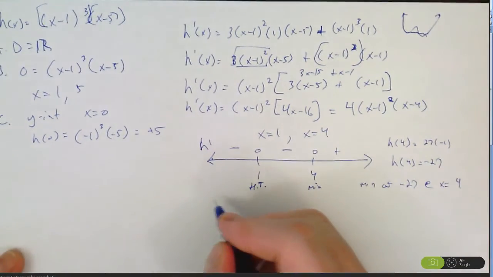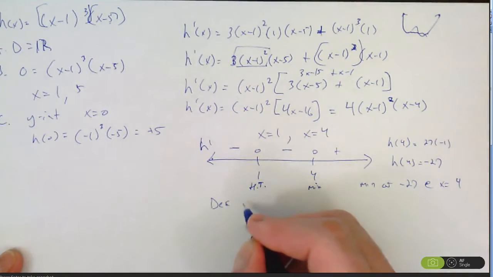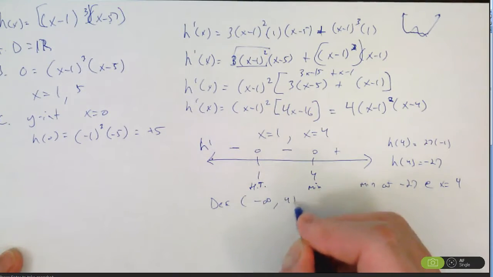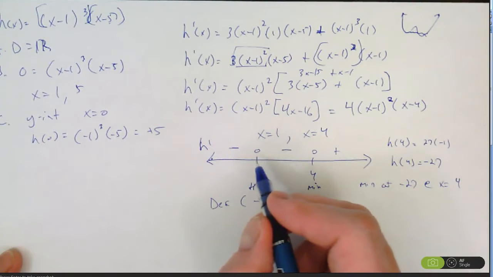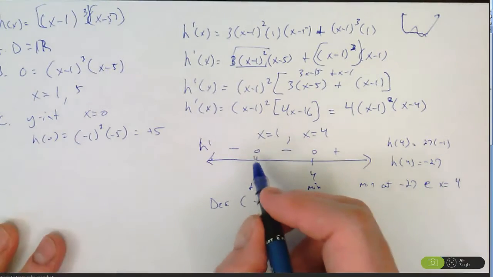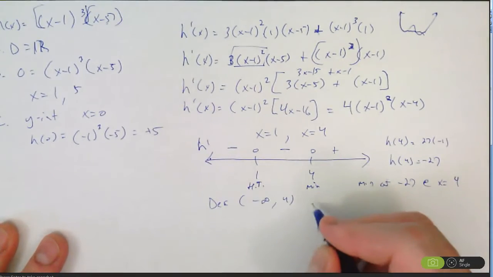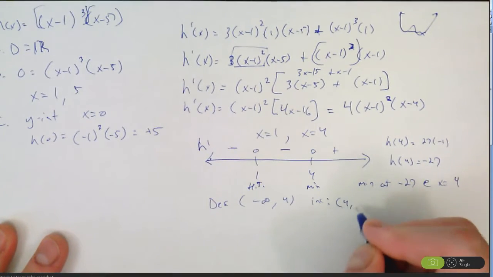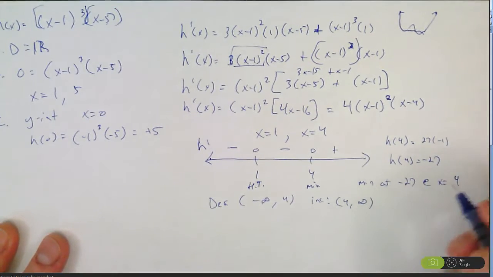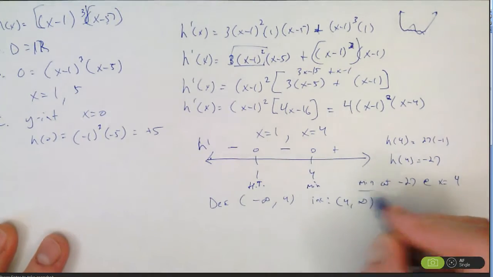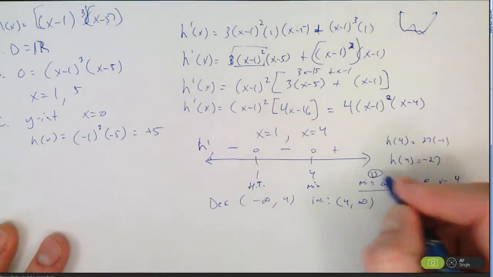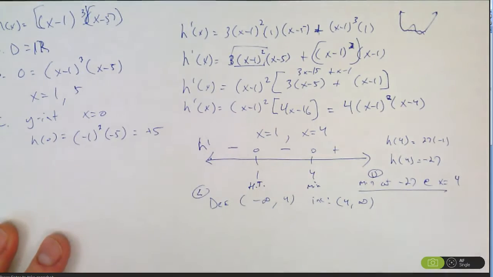I also have that behavior-wise it is decreasing from negative infinity to 4. Even though there's a brief moment of the horizontal, we're not going to consider that anything because it's just for one moment. And then it's increasing from 4 to infinity. Okay. So the extrema here is part D. Increasing, decreasing is part E.